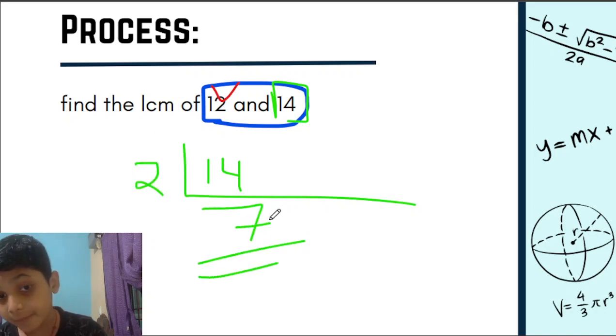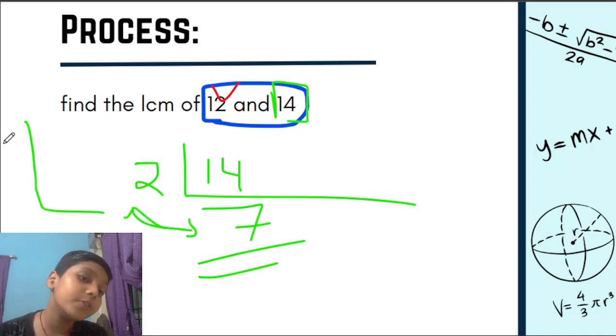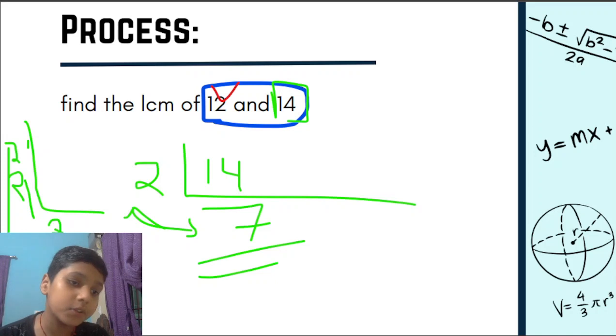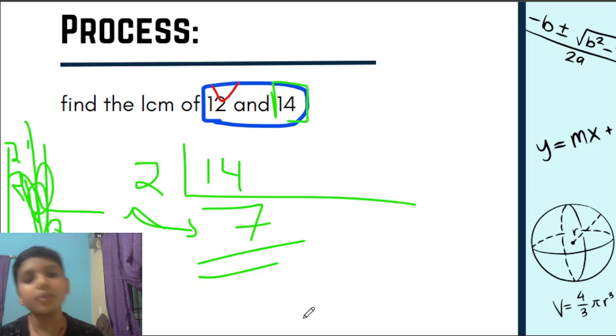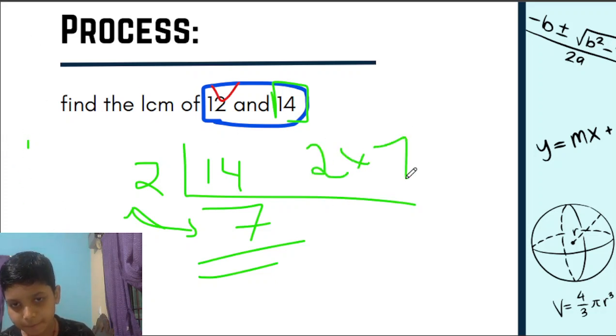7 is a prime number. We are going to stop here and write this much. In that case also, like it was 2, 2 and 3 for 12, so here you need to multiply all of these numbers, 2 into 2 into 3. Done. Alright, we are done with that. So for 14 it is going to be 2 into 7.